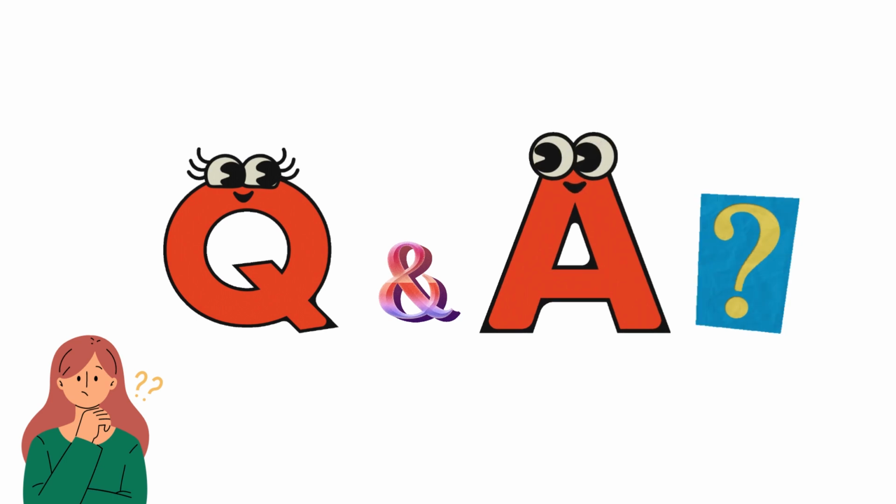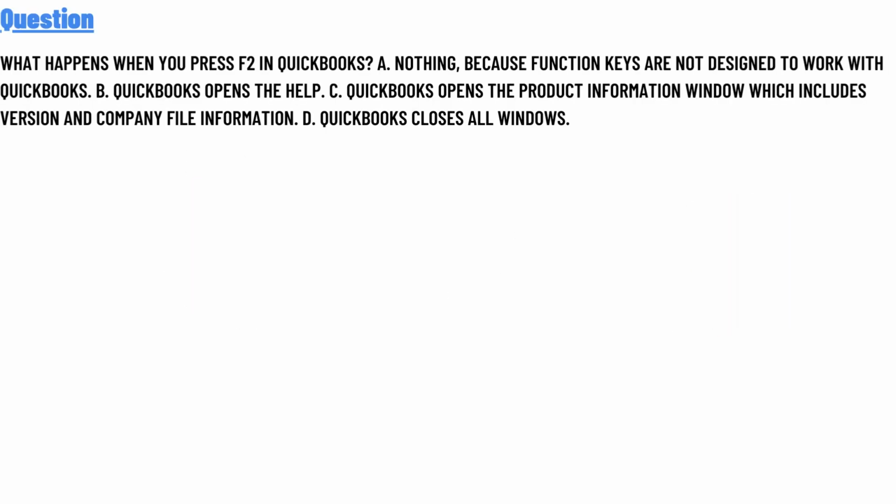So our question today is, what happens when you press F2 in QuickBooks? Option A, nothing, because function keys are not designed to work with QuickBooks. Option B, QuickBooks opens the help. Option C, QuickBooks opens the product information window, which includes version and company information. Option D, QuickBooks closes all windows.